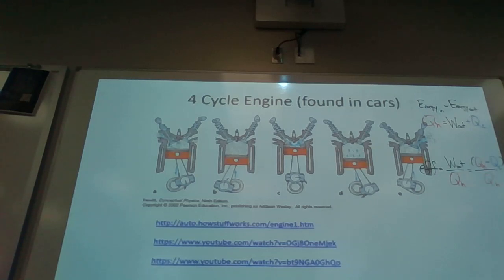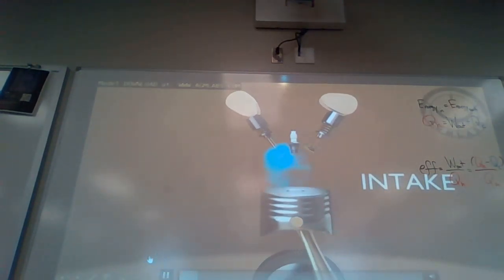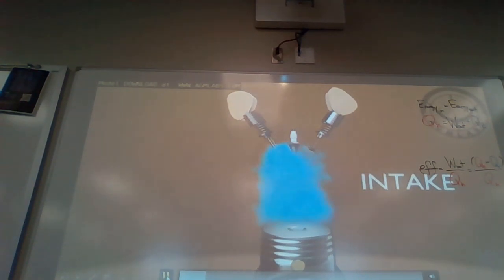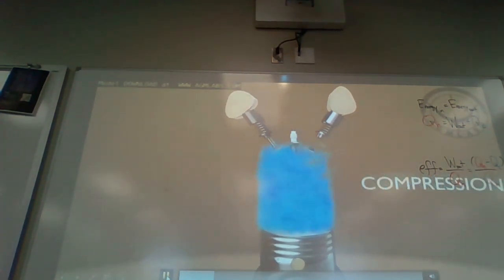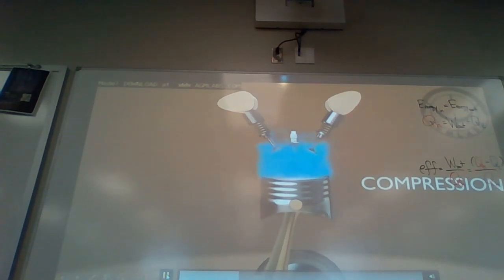Okay. Another example is the engine found in your car. It's known as a four-stroke engine. First, intake stroke. The inlet valve is opened, and the fuel-air mixture is drawn in as the piston travels down. Second, compression stroke. The inlet valve is closed, and the piston travels back up the cylinder, compressing the fuel-air mixture.